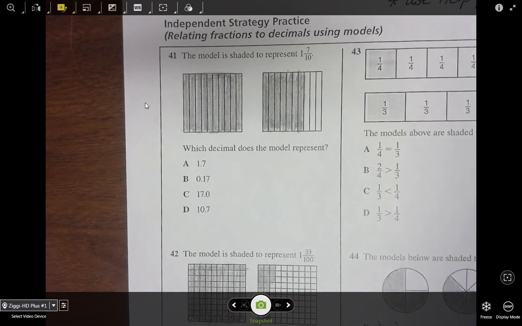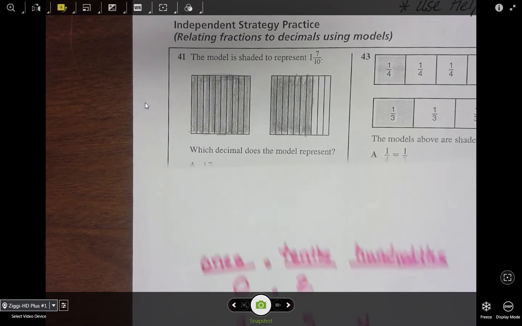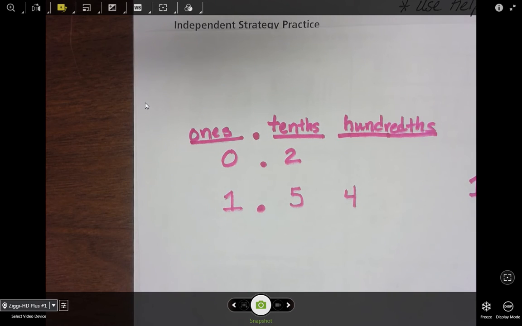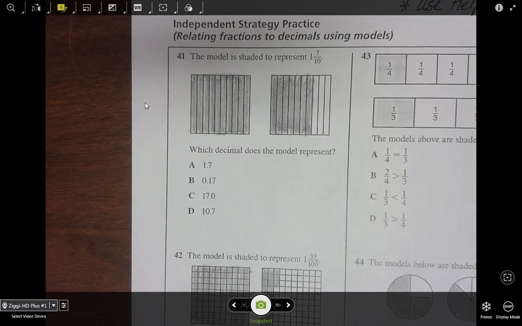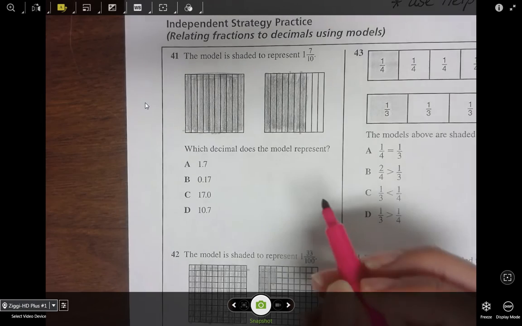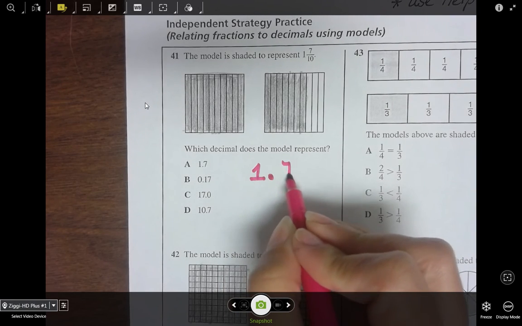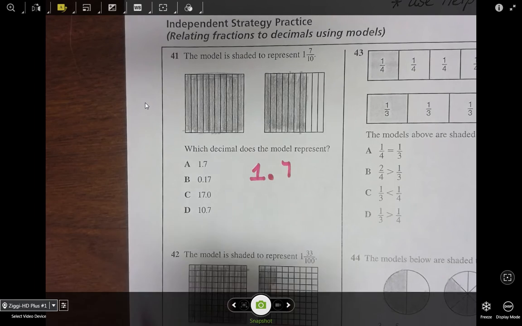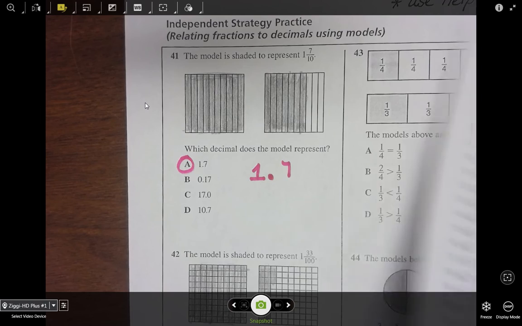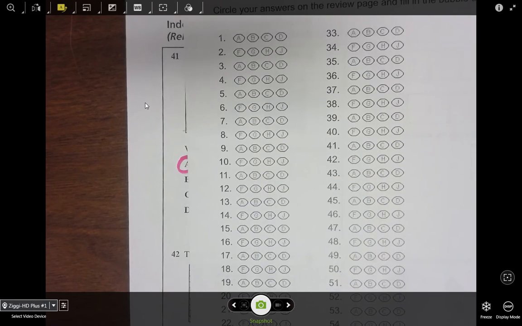Looking back at what we just did with our tenths and our hundredths place, if we have 1 and 7 tenths, we would write that as 1 whole and a 7 in the tenths place. That's pretty easy, isn't it? So that's 41.